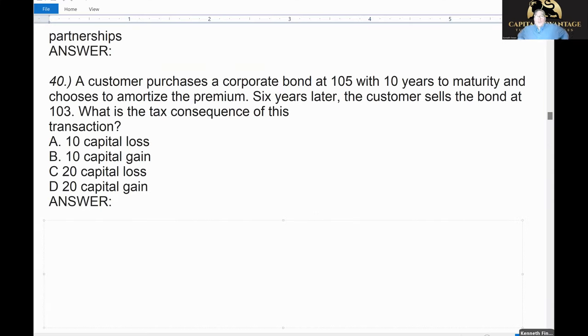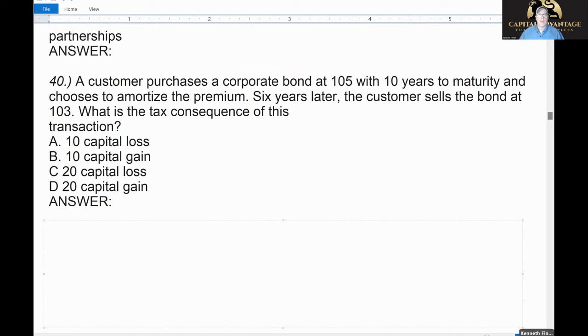Okay, here we go. A customer purchases a corporate bond, which I say you don't have to amortize, at 105 with 10 years to maturity, and they choose to amortize the premium. Six years later, the customer sells the bond at 103. What are the tax consequences? Everyone goes, oh, I want it to be a $20 loss.